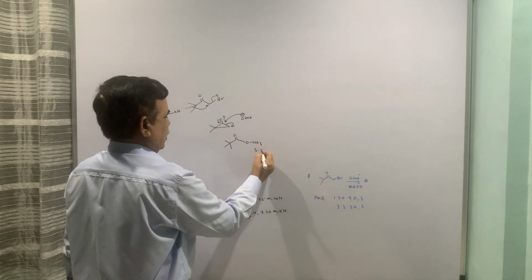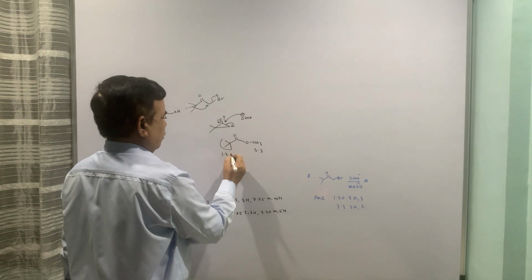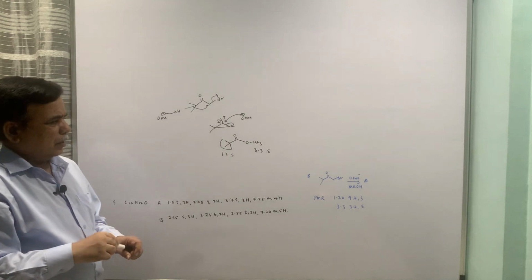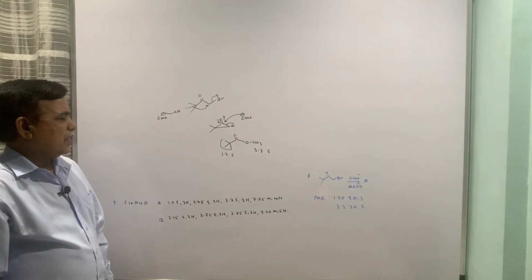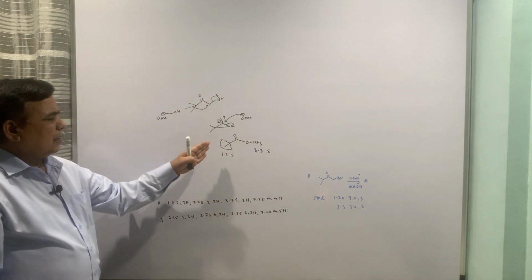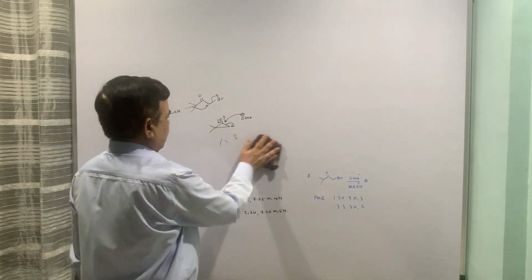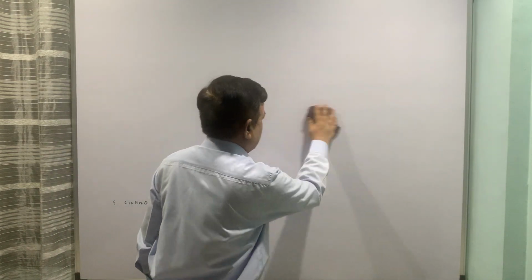So this is 3.3 delta, this is 1.2 delta, both singlets, because the tertiary butyl group methyls are one set, and this methyl is another set. So you will get two sets in proton NMR. So that is a small reaction, the Favorskii rearrangement.